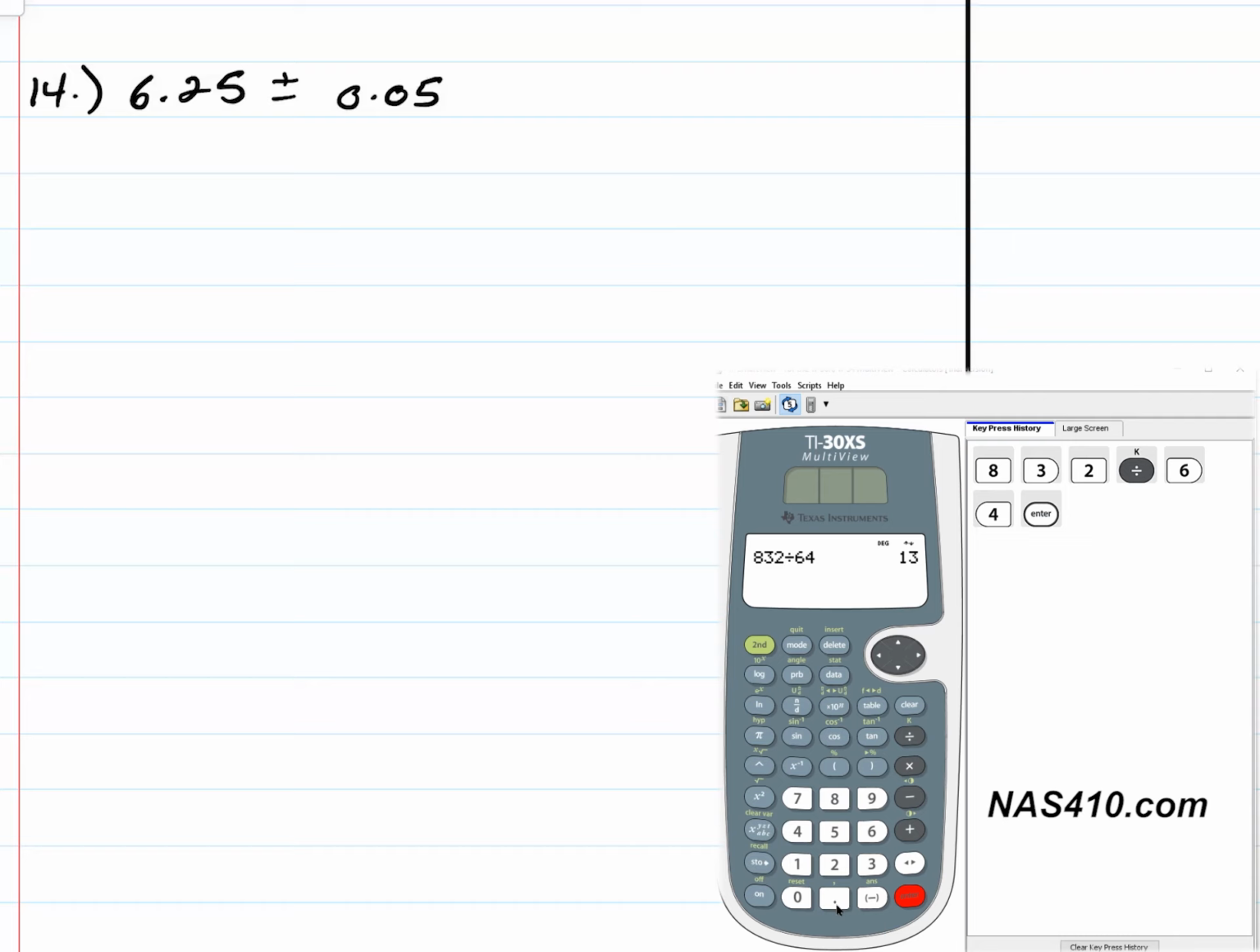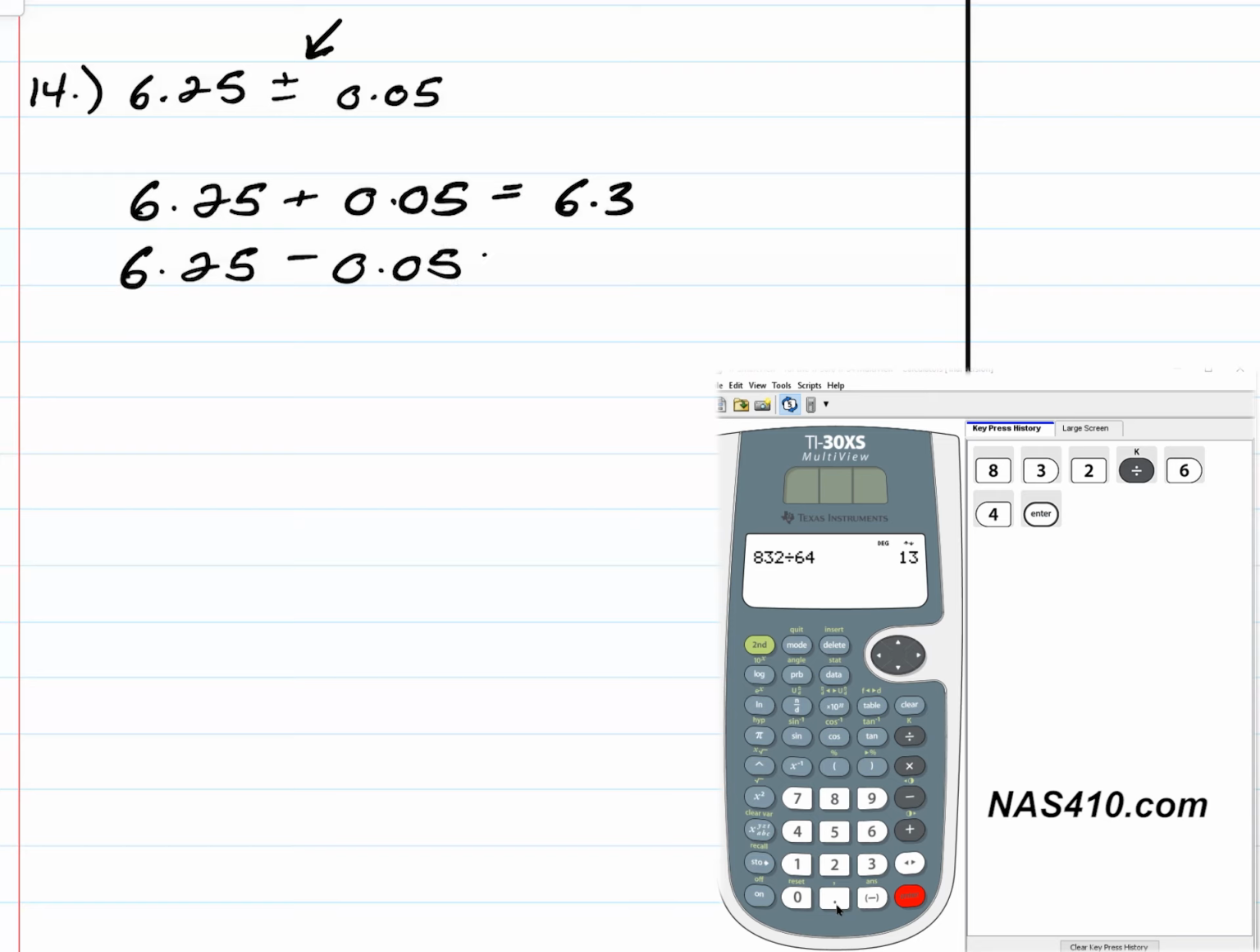Okay, number 14, I have 6.25 plus or minus 0.05. Okay, and so what this plus or minus means is it means do both operations, right? And so I'll start off with 6.25 plus 0.05, and that equals 6.3. Okay, now I'm going to do 6.25 minus 0.05, and here I get 6.2.